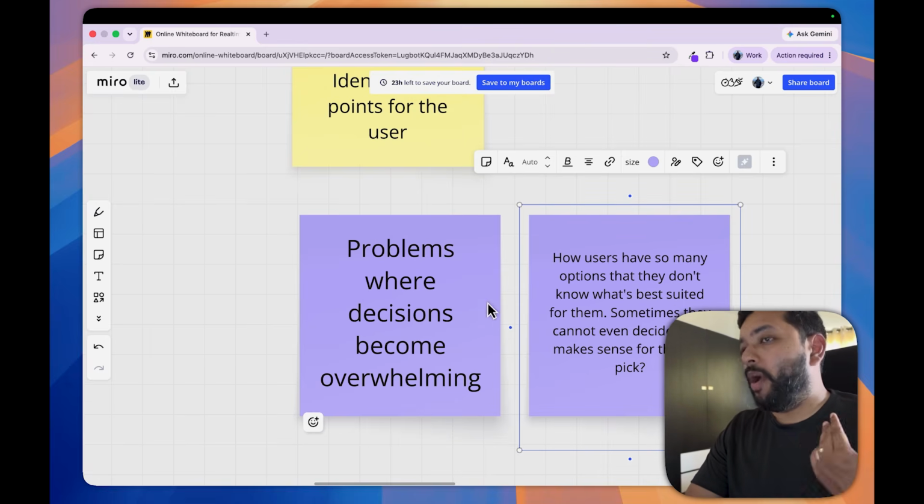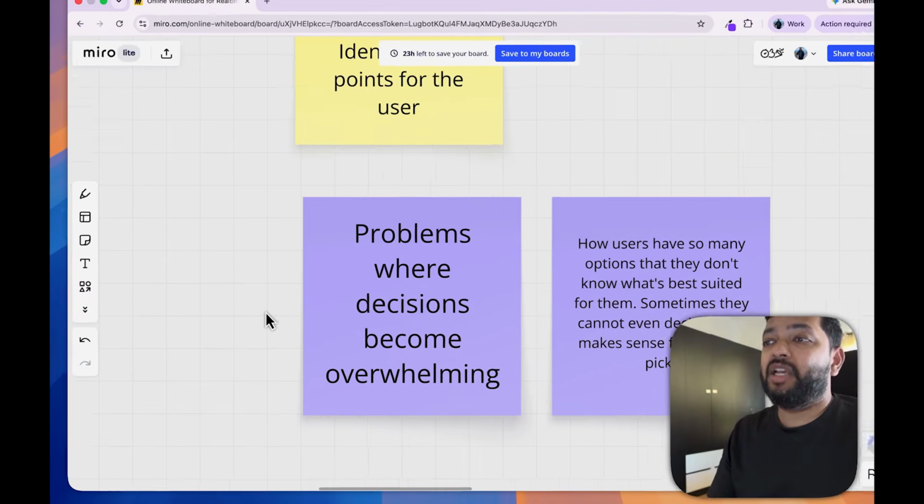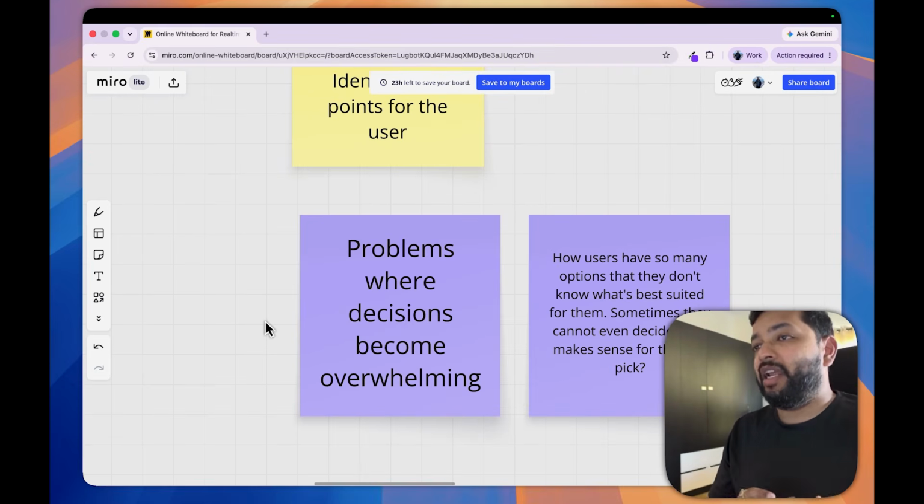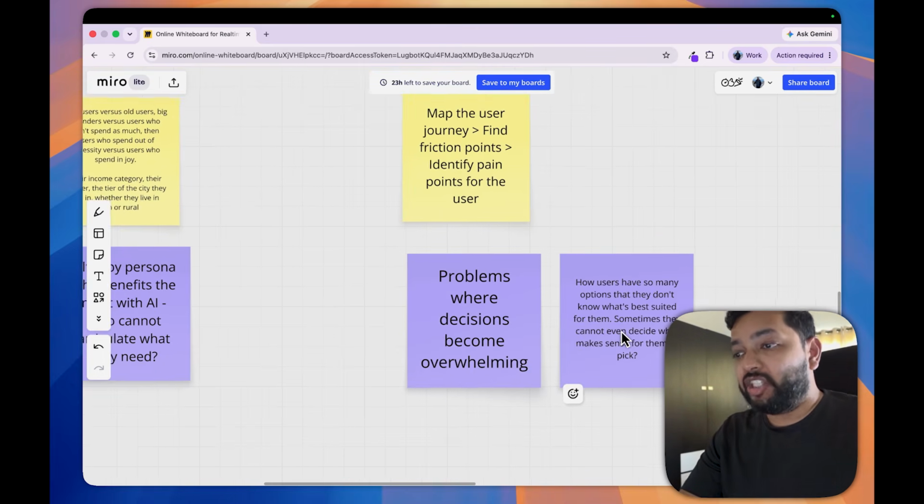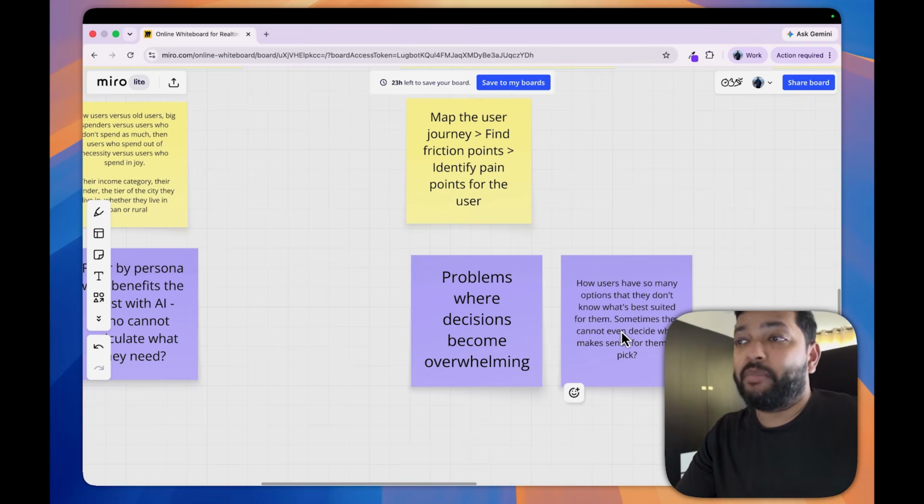I've just mapped it to my logical understanding, which is the fact that I have figured out a way by which there are overwhelming decisions that I need to get rid of, and I'm using an LLM to get rid of those decisions. So that's how I go ahead and change the pain points for an AI product sense question.